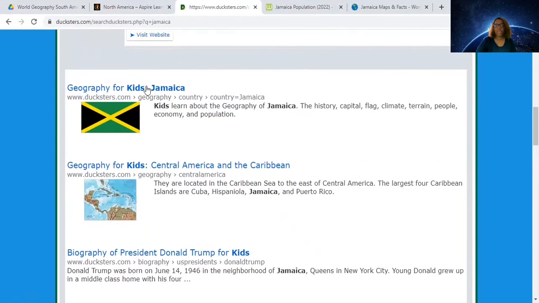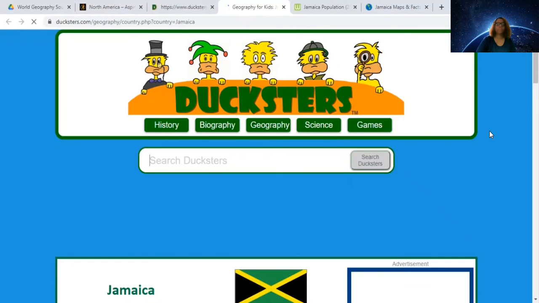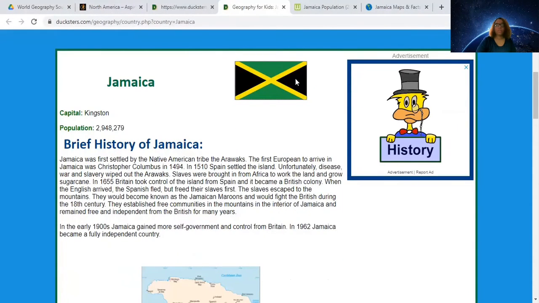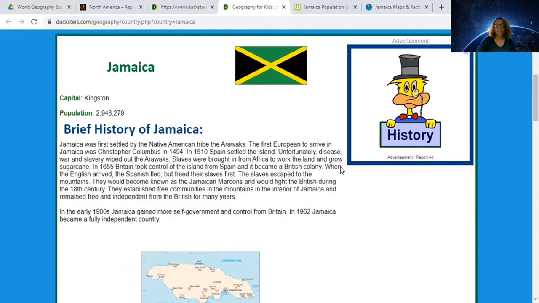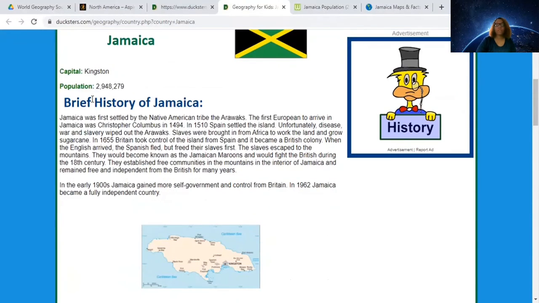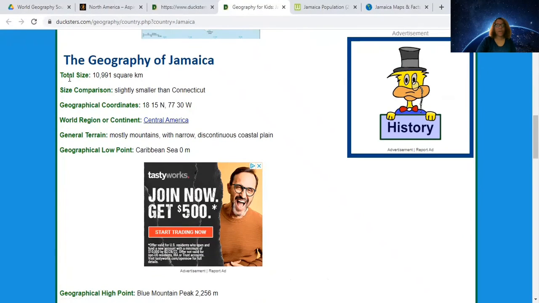And then once you get down to here, on this one, it'll say Geography for Kids, Jamaica. So once again, you see the flag, you see the capital name, and then a brief history. So I like to read the brief history. And then you also have some information here.